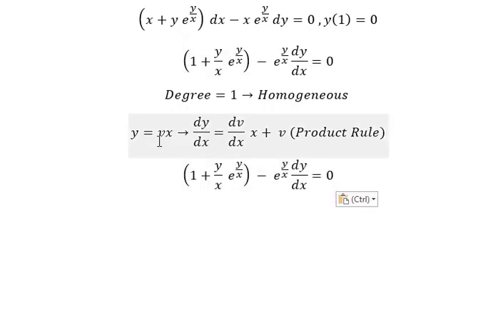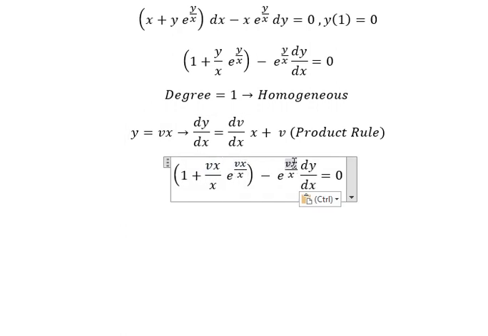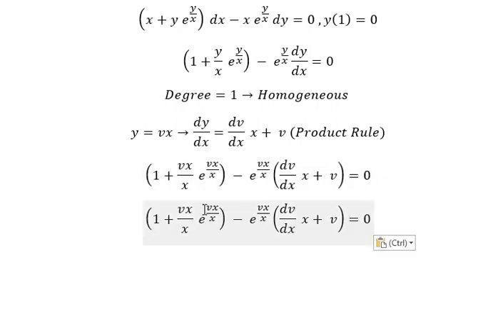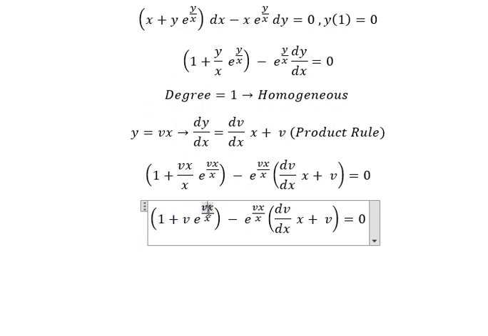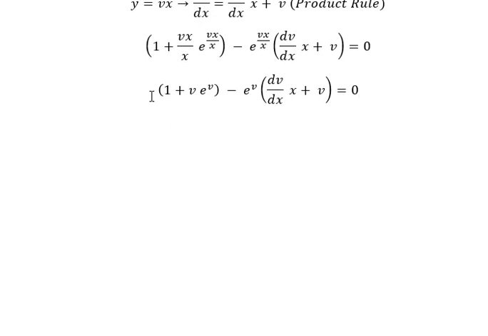So y we change to vs. This one is this one. So s divided by s, we have v. This one we have v and v. Next, I will move this one to the right, and we divide both sides by negative e to the power of v.